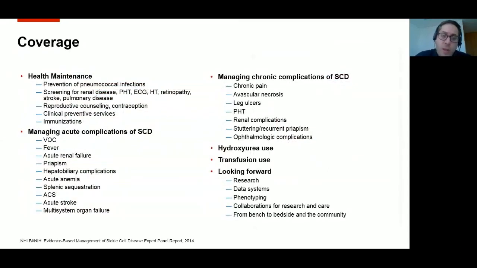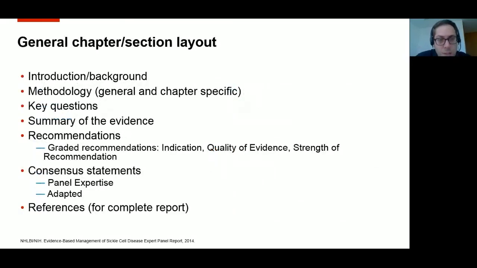Coverage starts off with health maintenance aspects. Again, everything related to prevention, screening, immunization, clinical preventive services per se, and how they need to be structured and made available. And then going into acute complications, chronic complications, followed by dedicated chapters on hydroxyurea and transfusion use in specific. And there is a forward-looking statement at the end, looking into aspects of unmet need, gaps, and research, data systems, collaborations per se, and interactions with the community, so that it's more or less a holistic approach to care of patients with sickle cell disease.